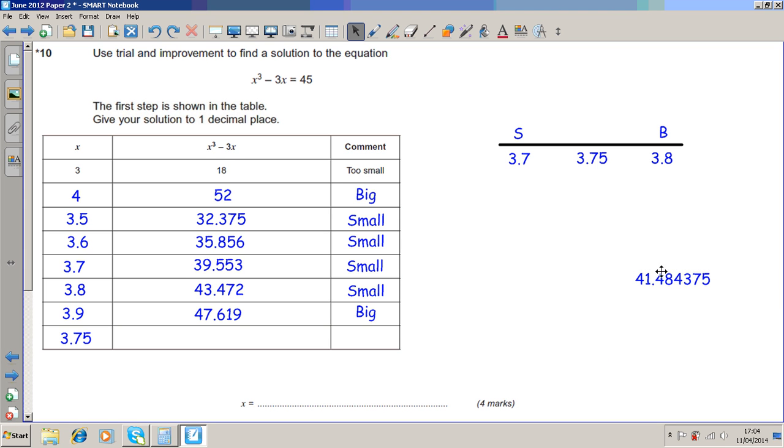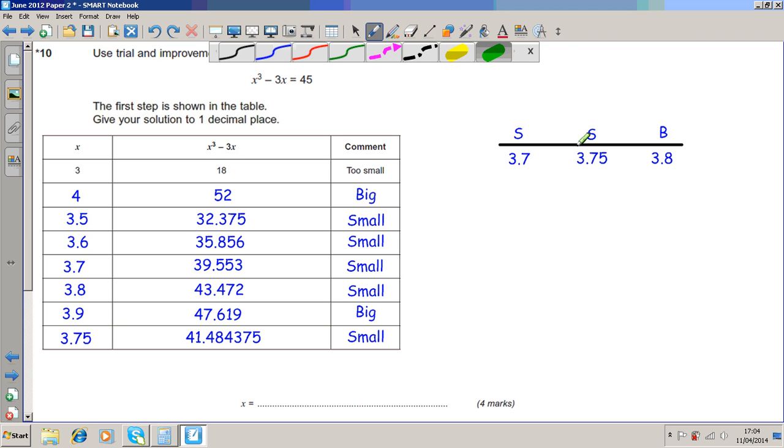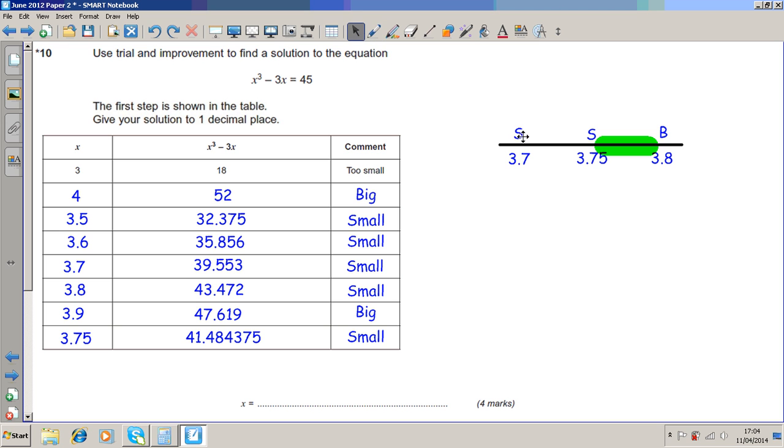When you put 3.75 in and cube it, minus 3 lots of it, then you get to that, which is too small. So 3.75 is too small. So at this point, I know that 3.7 is too small and 3.8 is too big. I also know this is too small, so my answer must be somewhere in this section here. So which one of my two answers is it close to? Is it close to 3.7 or is it closer to 3.8? Well, it's going to be closer to 3.8 because it's in this section here. So our answer is 3.8. Excellent news.